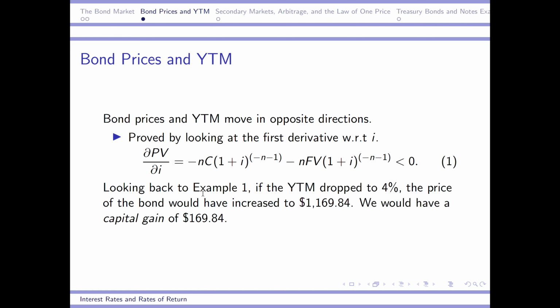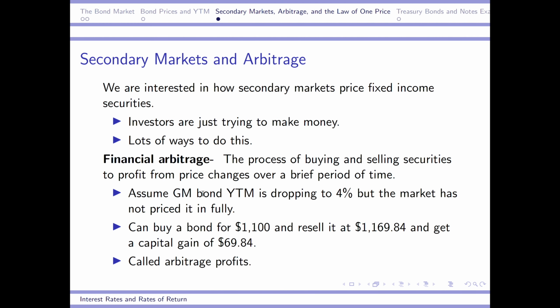In that scenario, at the end of 2020, the price of that American Airlines bond would have actually increased to $1,169.84. And we would have received a capital gain of $169.84. So instead of a capital loss, we would have gotten a capital gain when the yield to maturity dropped because the bond became more valuable as it's less risky.